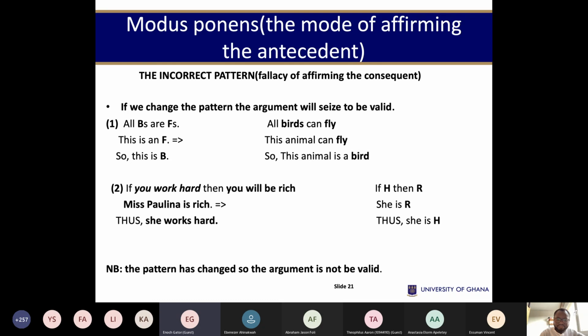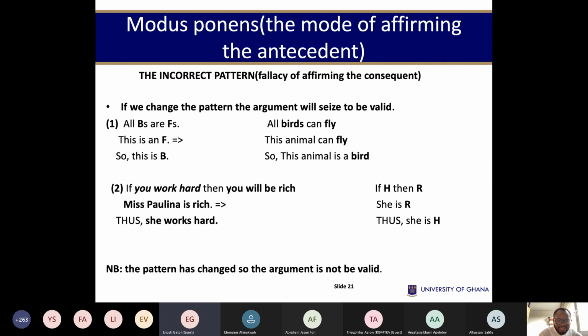If you work hard, you will be rich. Miss Paulina is rich. That she works hard. So when you look at this, if you work hard, then you will be rich. Now, instead of affirming the antecedent, we went on to affirm what? The consequence. It means that you will be rich.